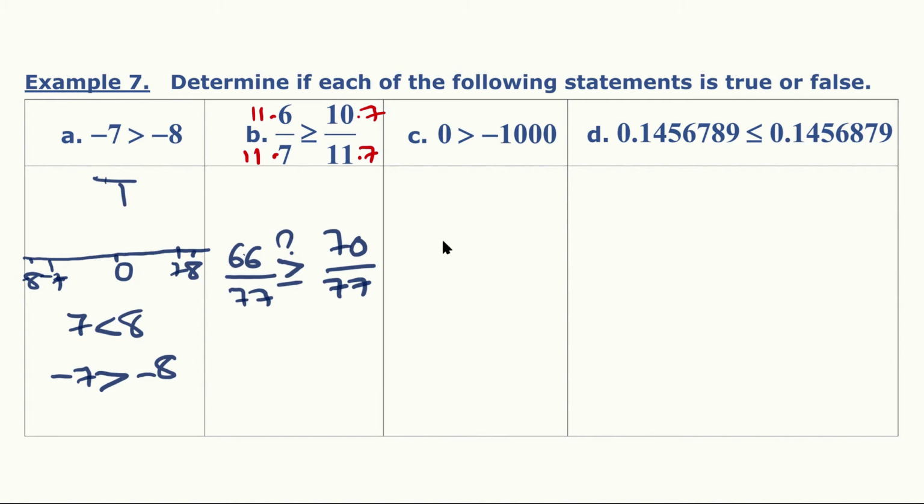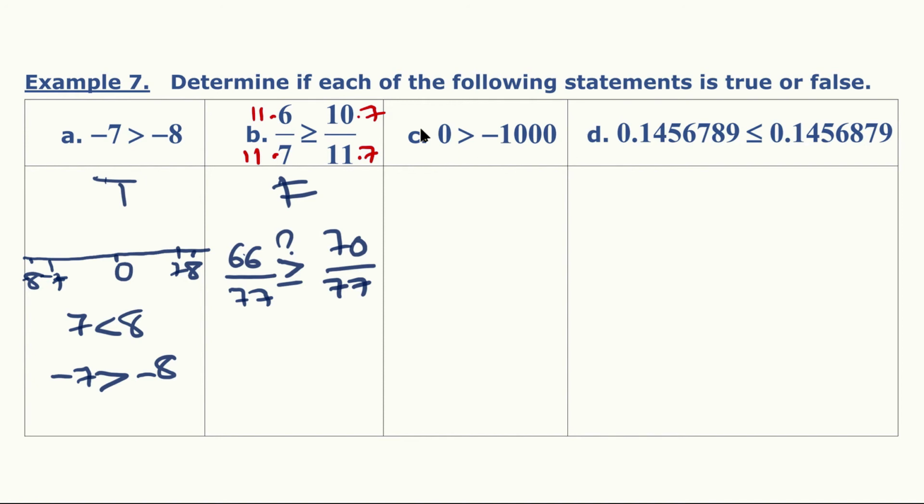What do you think? Well, now that they have the same denominator, they're very comparable. All I have to do is look at the numerators now, right? Because the denominators are the same. And I noticed that, no, this is actually going to be less than that. So as a statement, this will be false.